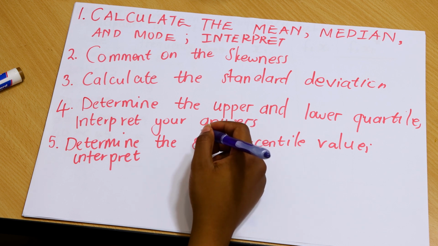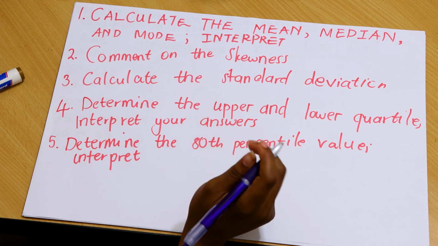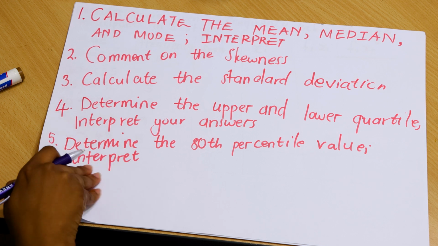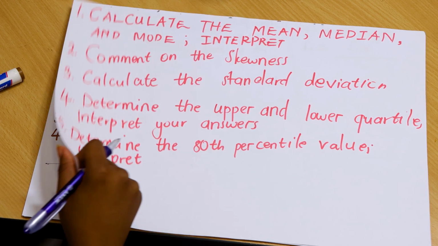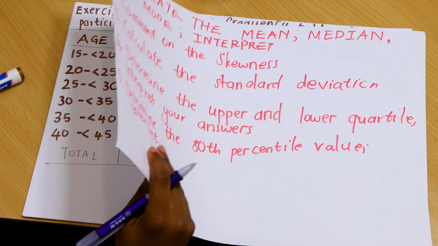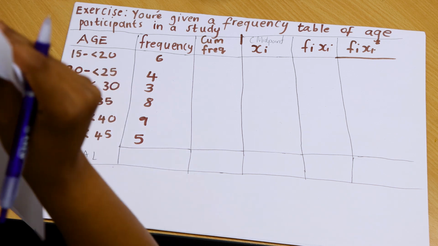The second one wants you to comment on the skewness. Then the third, the standard deviation. Then fourth, determine the upper and the lower quartile and interpret your answer. And the fifth one, determine the 80th percentile value and interpret. Okay, so these are the common examination questions. Let's go with the data that we've been given.